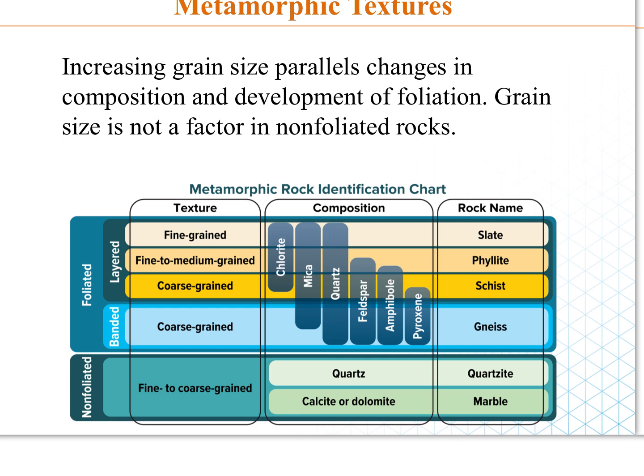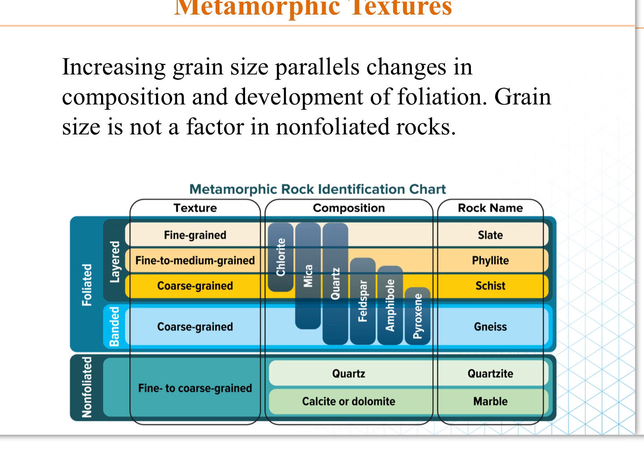So, let's look here. Increased grain size parallels changes in composition and development of foliation. Grain size is not a factor in non-foliated rock. So you look down here at the non-foliated rock, we have quartz making quartzite, we have calcite and dolomite making marble. Right? And this tends to be fine to coarse grain. The big thing here is that you have the pressure that blends those grains together. You look above there though, banded, right? This is where I'm talking about getting our granite, heat and pressure, boom, we can make gneiss.